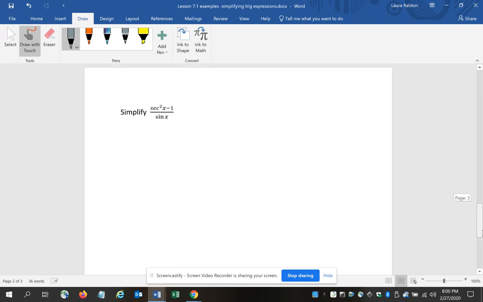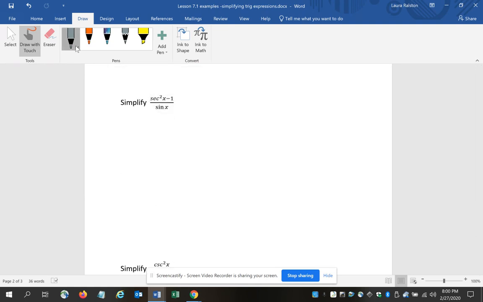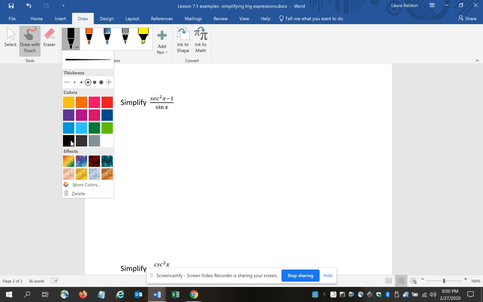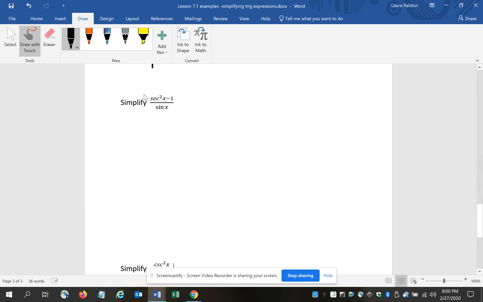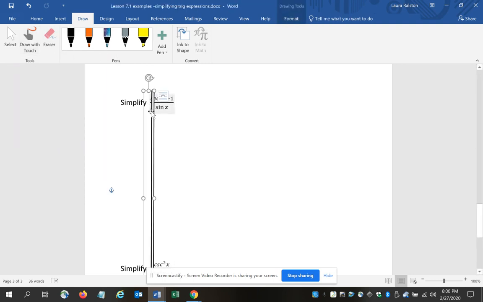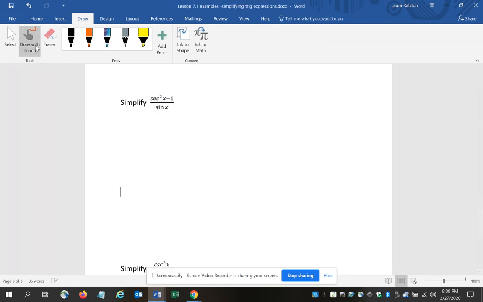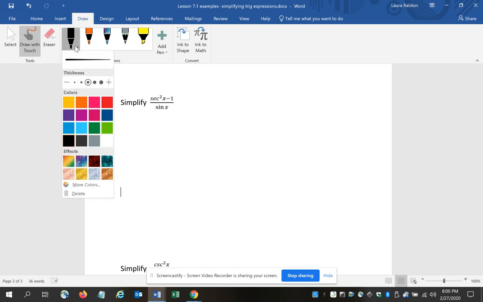All right, I've got 2 more examples here I'm going to try to work through for you. Again, the first one here, I have secant squared x minus 1 over sine x. And again, in the numerator here, I notice, oh wow, I've got a squared term. So that makes me think of a Pythagorean identity. It may not be as obvious, but we're going to see what we can do.